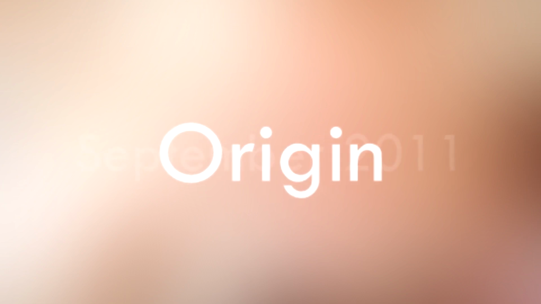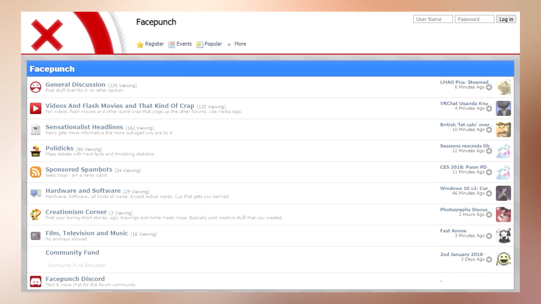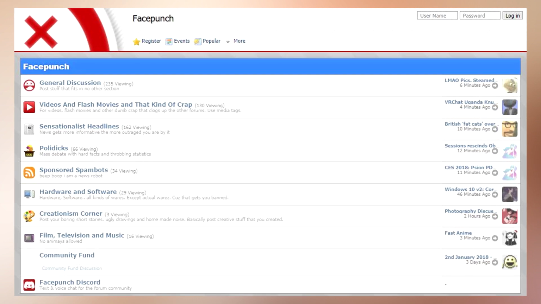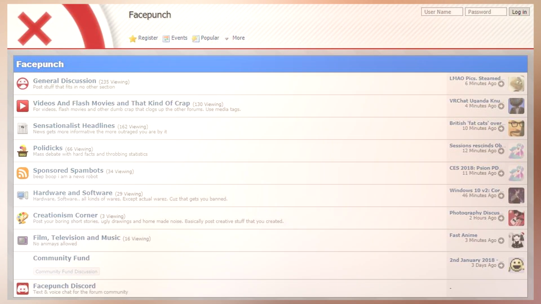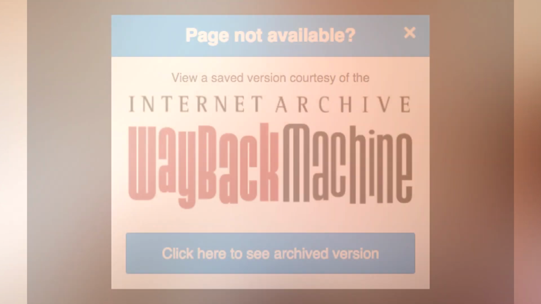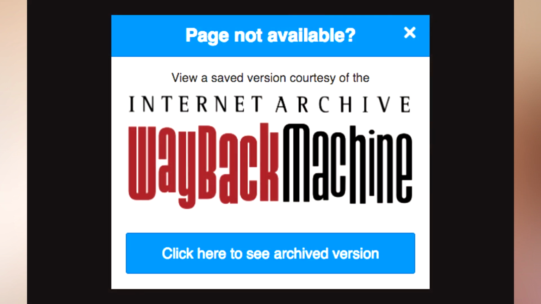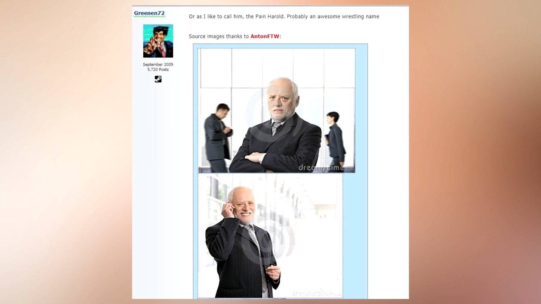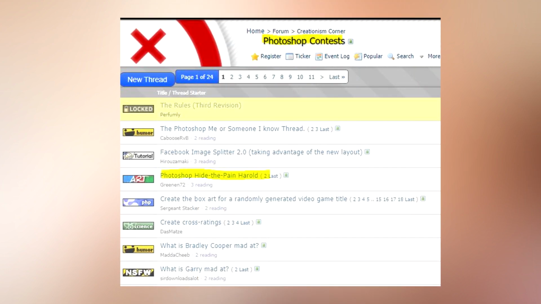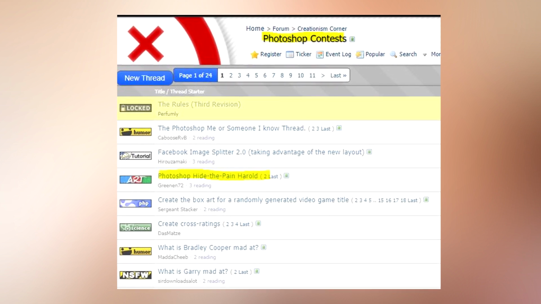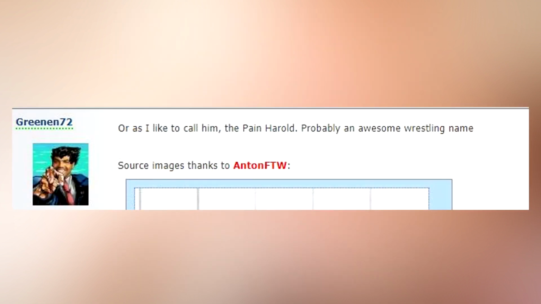The stock footage turned into memes in September of 2011. The stock images were posted to Facepunch, a forum-style website back in the day. It currently doesn't exist anymore, but luckily we can use the Wayback Machine to retrieve some information. On September 13 of 2011, Greenan72 posted images of Andras on the forum. He posted the images under a Photoshop contest thread. He was the same person to give Andras his famous name, Hide the Pain Harold.